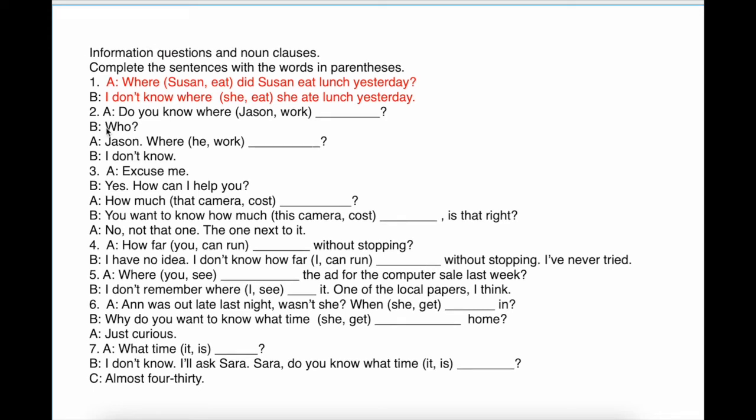Here in this exercise, complete the sentences with the words in parentheses. And number 1 is done. Where did Susan eat lunch yesterday? So this is information question. I don't know where she ate lunch yesterday. So this part is the noun clause and this is the main clause. And pause the video and then complete the sentences using the words in parentheses.